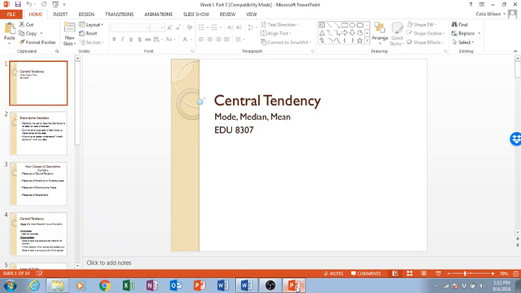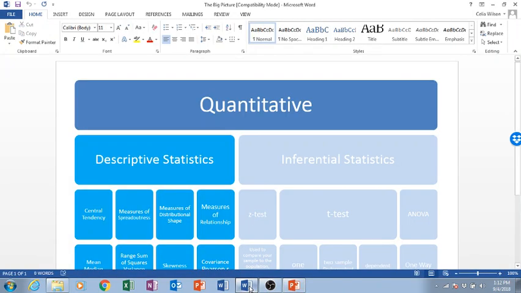Okay, welcome to our next lecture, I guess, or voiceover PowerPoint in this series. We're going to start talking about central tendency. I want to bring your attention to this file called Big Picture. It's under Meeting 1, the material. This is our roadmap for the course.